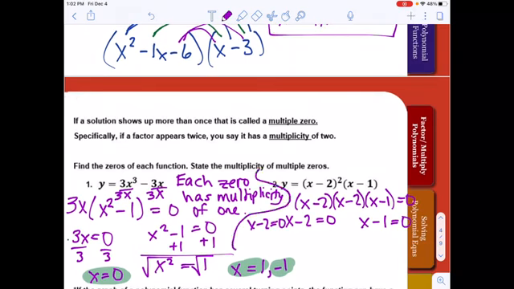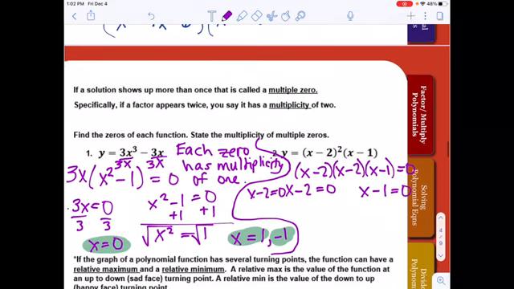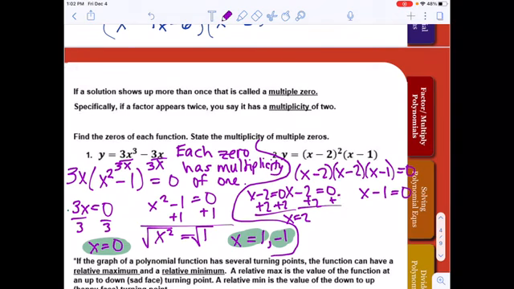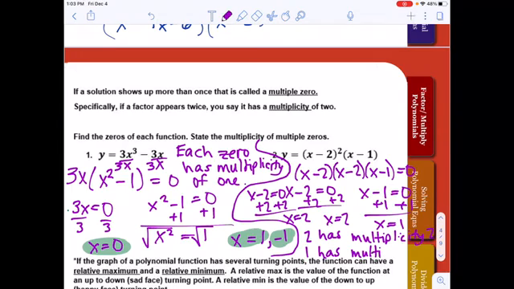Maybe I should have used a different color, huh? Just go like that, and then solve for x. So x is going to equal 2 again, and then x will equal 1. So we have 2 has multiplicity of 2, and 1 has multiplicity of 1. That has nothing to do with the number it is, it's just how many times it shows up as a solution.